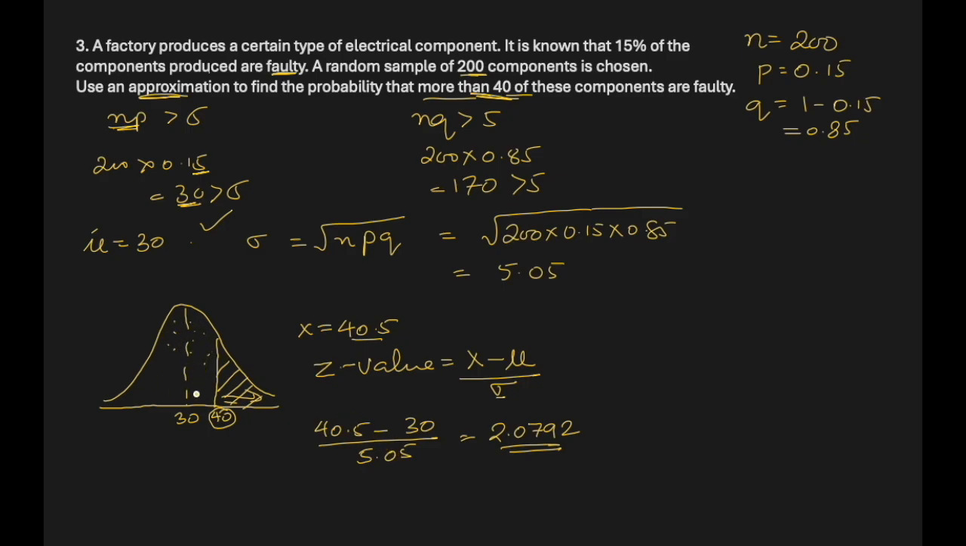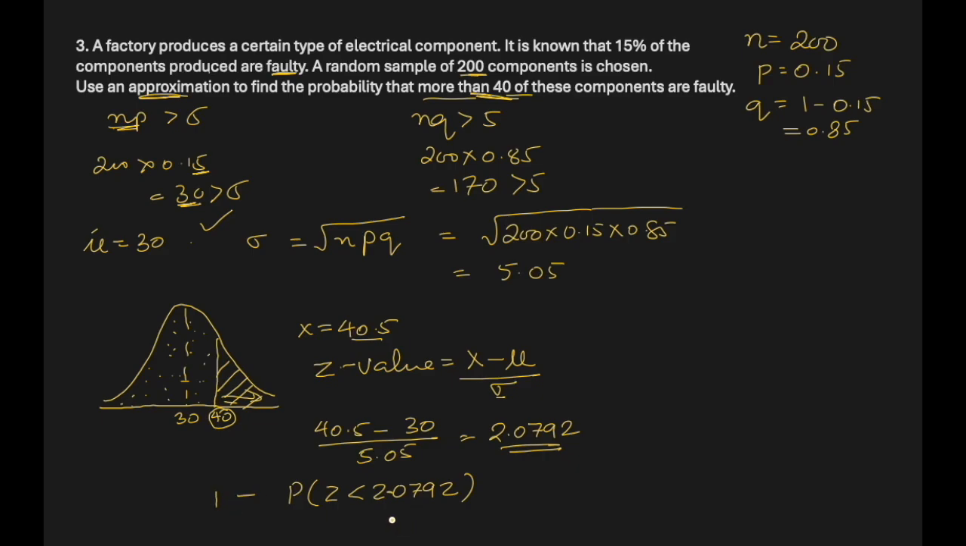because it's always less than what number we get from the table in the formula sheet provided to us. But I want this more than. So whatever probability I get for z less than 2.0792, that probability will be this one. I don't want this, so I will make it 1 minus.